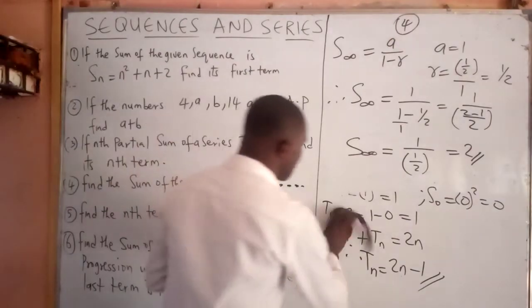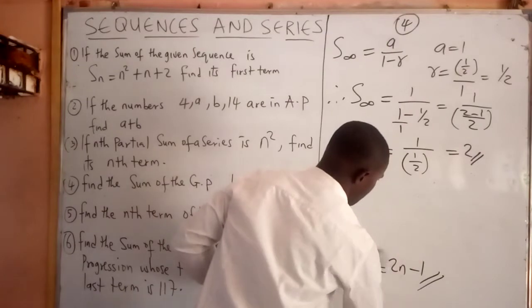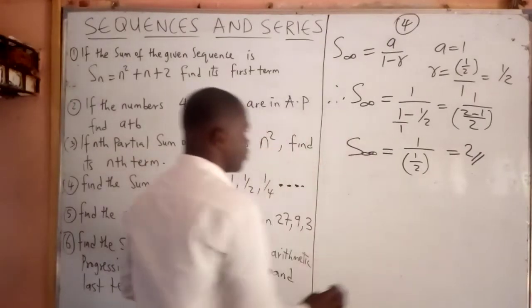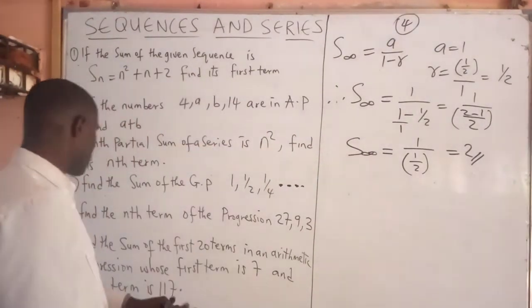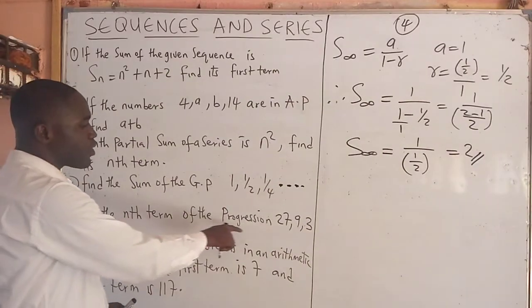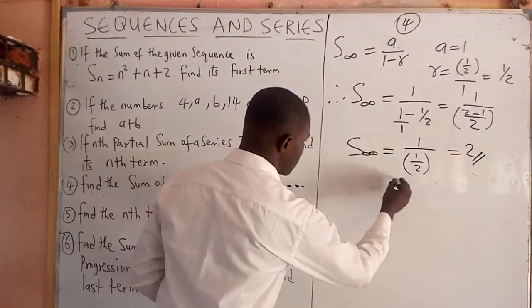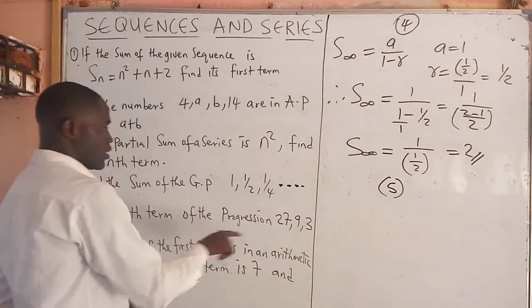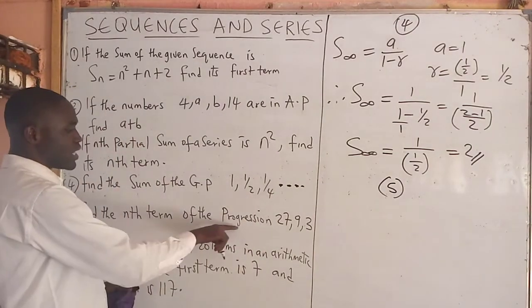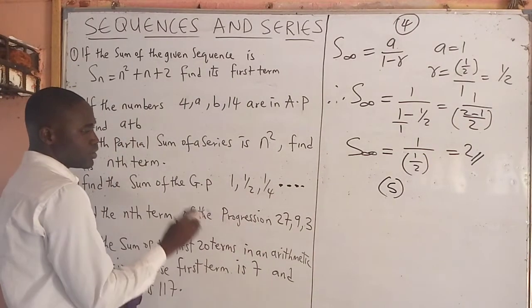We go to question number 5. They say find the nth term of the progression. Remember, you have to check whether it is AP or GP. Now let's check.